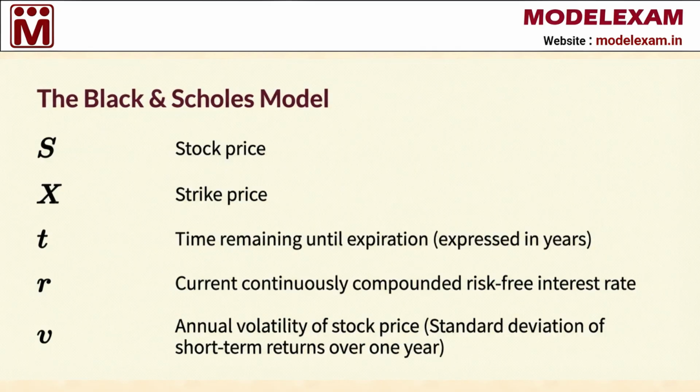To help you keep track of everything, let us define the letters we are using. Capital S stands for the current stock price and capital X is the strike price. The small letter t represents the time left until the option expires, which we always express in years. The letter R is the current risk-free interest rate and the letter V represents the annual volatility of the stock, which measures how much the price moves over 1 year.